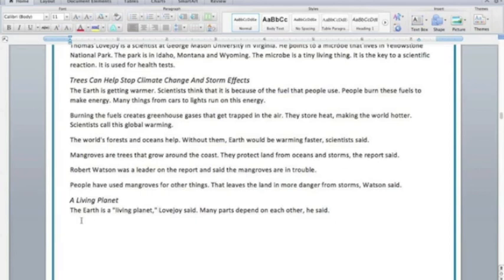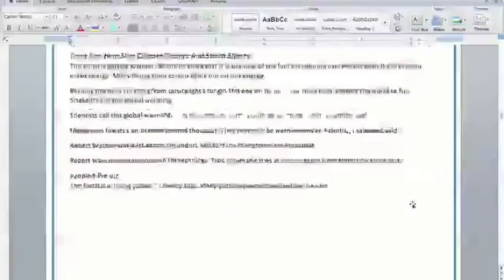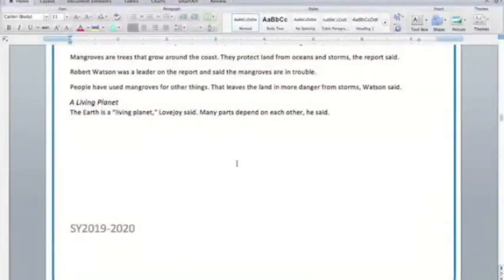All right. A living planet. The Earth is a living planet. Lovejoy said, many parts depend on each other, he said. Again, last two sentences, go ahead and underline and circle anything that helps us to understand, or if there are any words that are challenging, we want to circle them, but I don't see anything there that we would circle. So let's just underline. And it's very short. We're going to underline both sentences. The Earth is a living planet, Lovejoy said. Many parts depend on each other, he said.